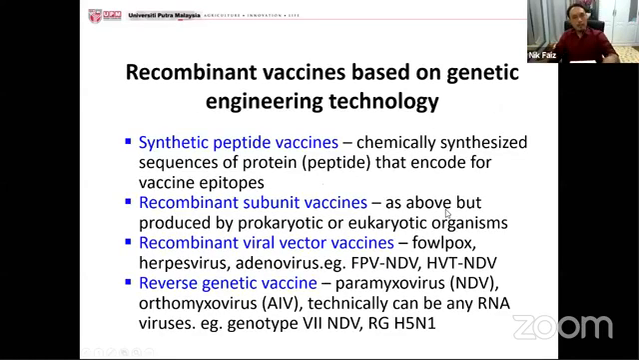So these are some examples of recombinant vaccine based on genetic engineering technology. But not all of them are available. Like synthetic peptide vaccines, which are a chemically synthesized sequence of protein peptide that encodes for vaccine epitopes. It works by identifying the peptide sequence that triggers the immune response, and they make a synthetic version of the peptides. This usually has no risk of mutation and reversion. There is little or no risk of contamination by pathogenic and toxic substrates. And chemical manipulation could increase the stability or reduce unwanted side effects of the synthetic peptides.